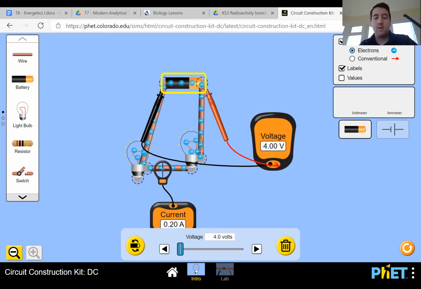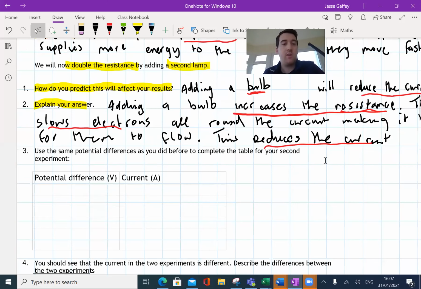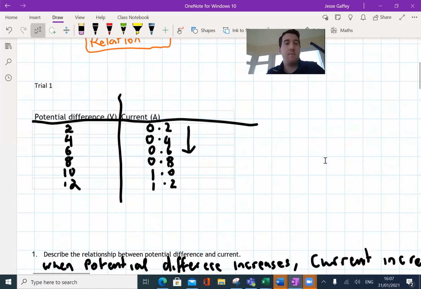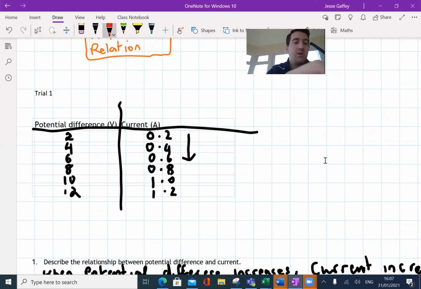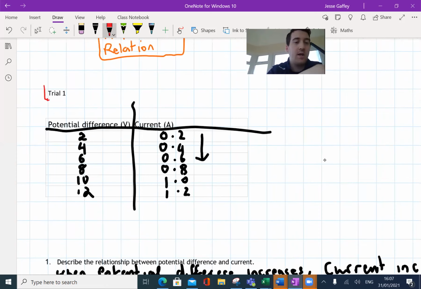Hopefully you can see there's a pattern. You can probably predict the results as you go along. I'm going to pause the video and go back to my original OneNote. So here is my second table. On your copy, just keep it a little bit tighter. This is the first table, which we're going to call trial 1.